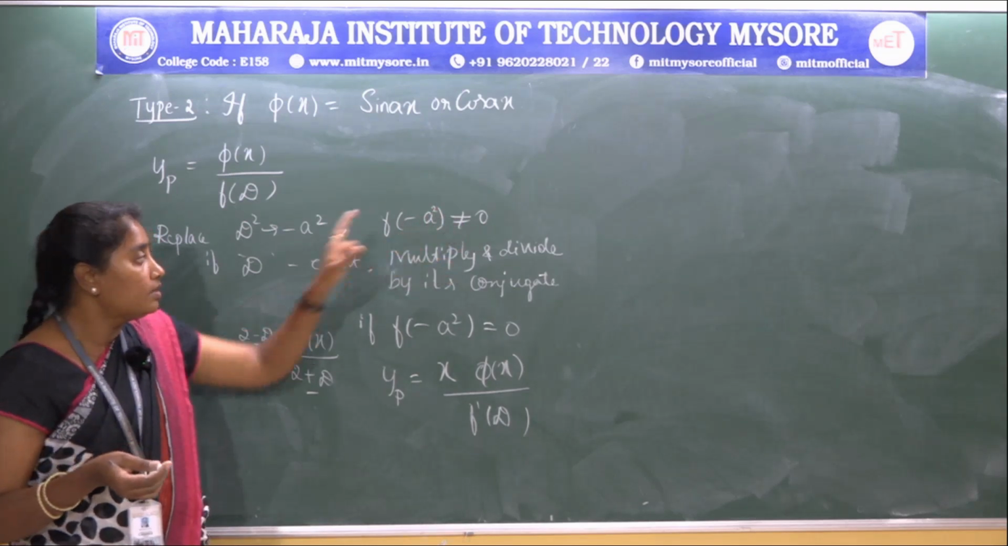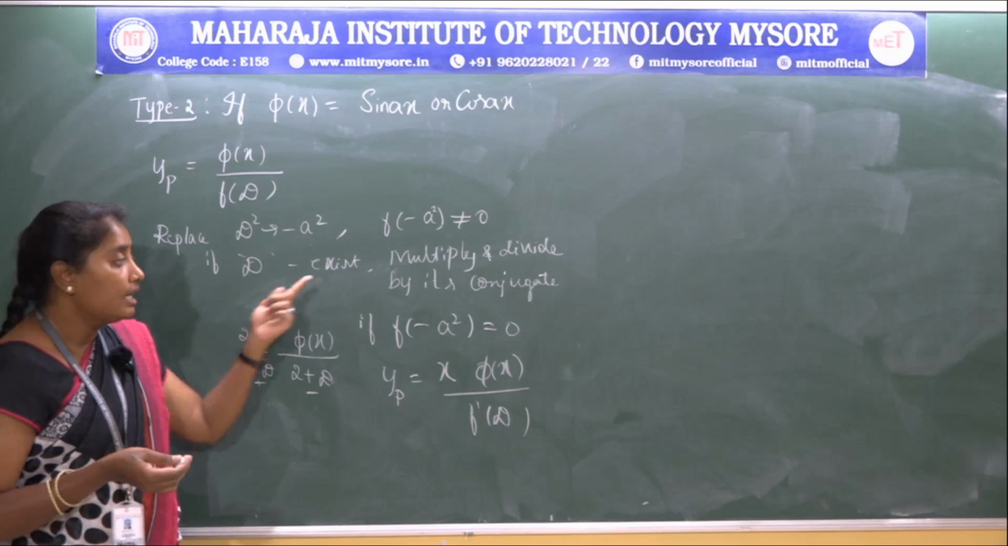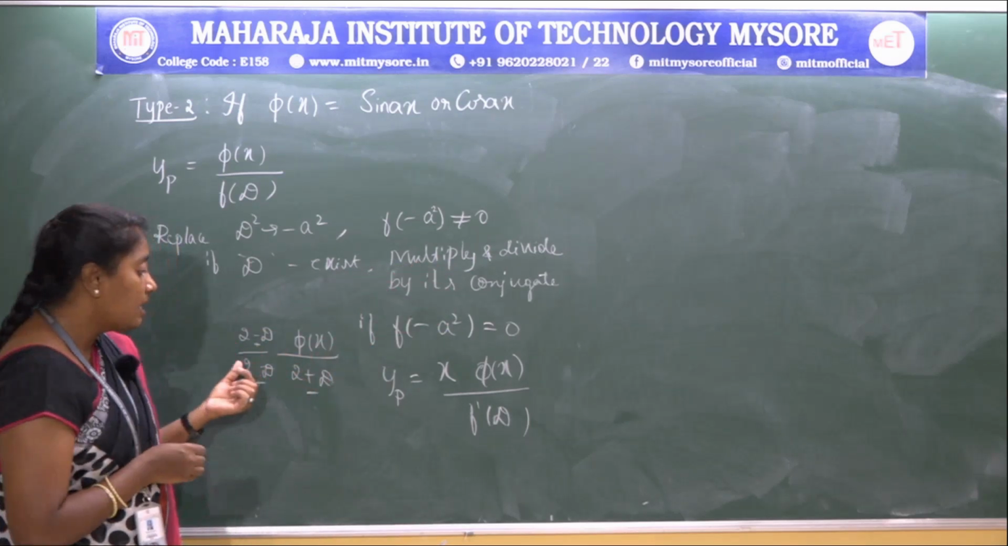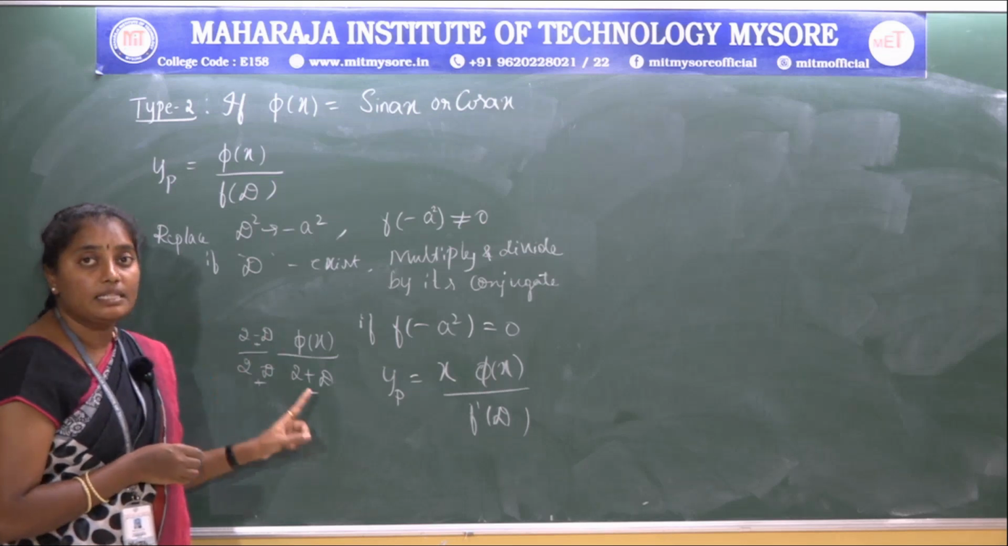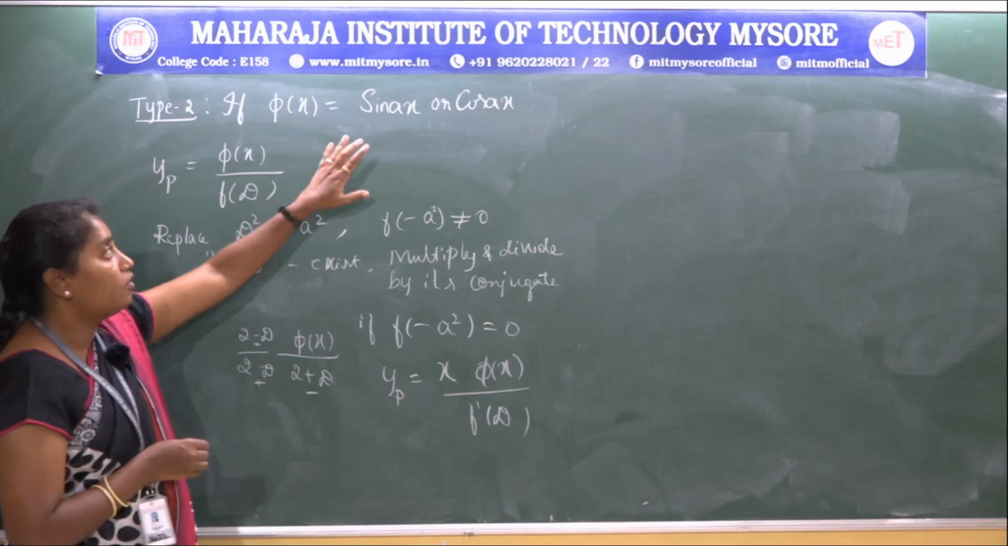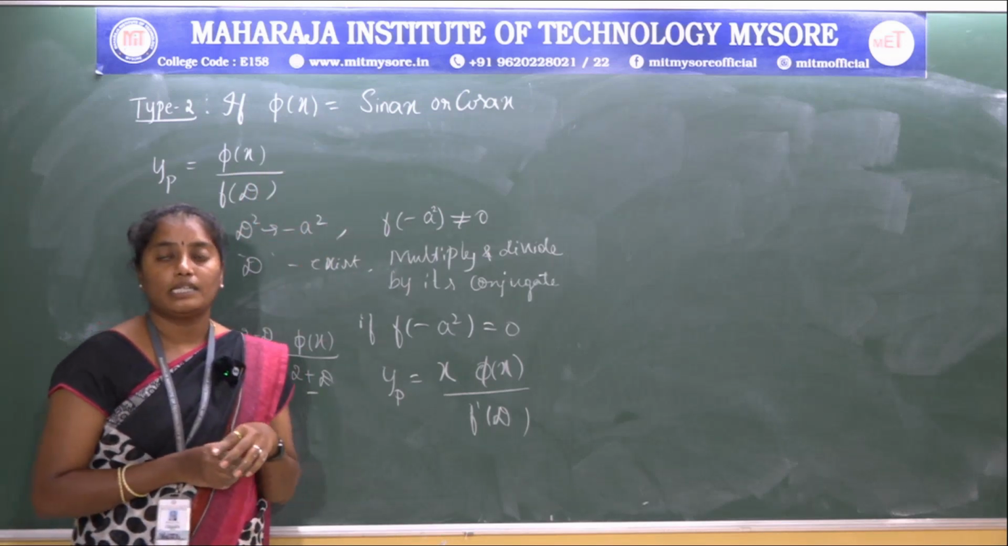If it is not equal to 0 and d exists, then we have to multiply and divide it by its conjugate. Conjugate means we have to write by changing the sign of the d element. So this is the procedure to find the value of particular integral for trigonometric function.